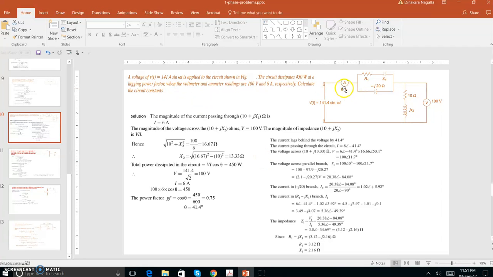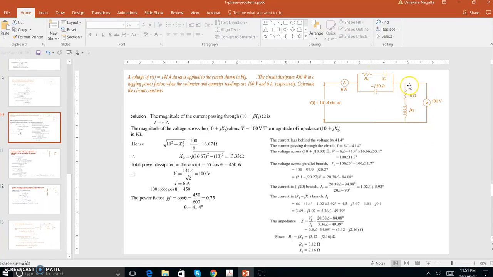Here you are asked to find the impedances of the elements of this circuit when the ammeter reading and voltmeter reading are known to us. This ammeter gives the effective value of the current drawn by this source, and this voltmeter is taken here to measure the voltage drop across the 10 plus jX2 impedance. You have to find the circuit elements, meaning the jX2 value and then the value of X1.